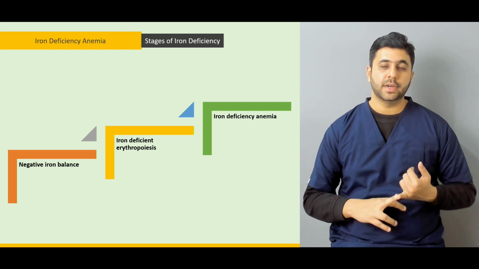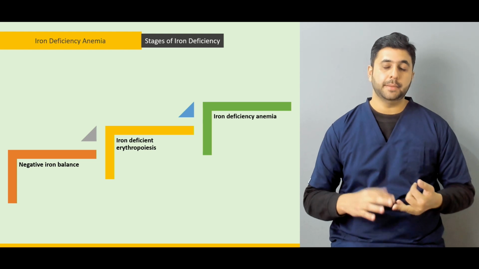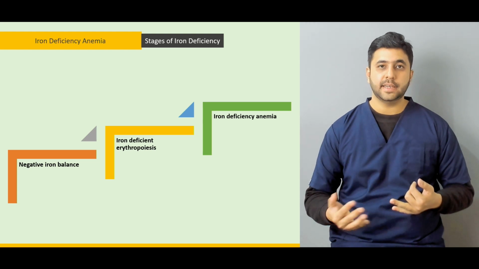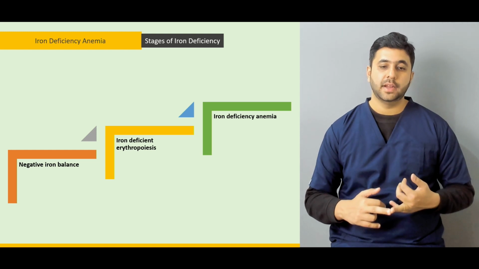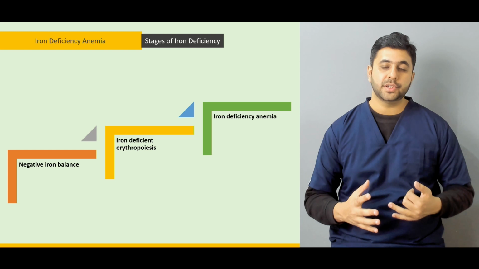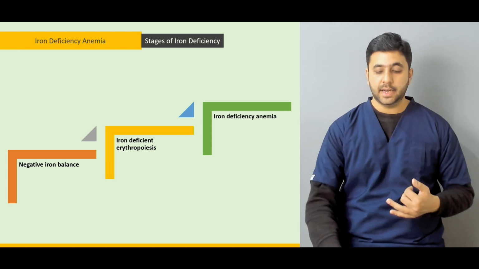Initially, the body goes into a negative iron balance. If that is not compensated by the diet, and if the demand goes on increasing or continues, then the body goes into the iron deficient erythropoiesis level. And if this deficient erythropoiesis continues and we are not giving the body iron in the form of diet, then that eventually leads to iron deficiency anemia.